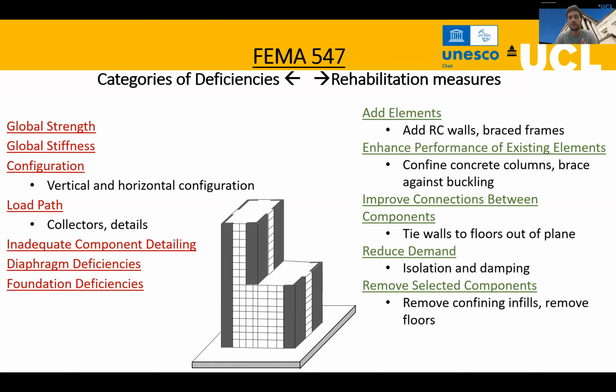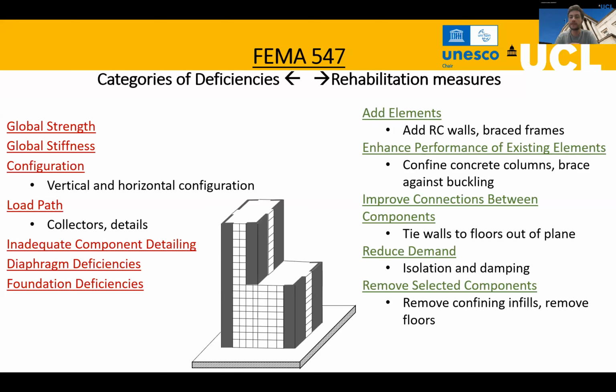In relation to the rehabilitation measures, there are five main types or categories of rehabilitation measure. The first one is adding elements to the existing building. So you, for example, have your building as it is with some particular vulnerability, then you can add some shear walls to the building, and with that you will enhance the structural performance of the general building. You will have a better behavior in terms of strength and stiffness.